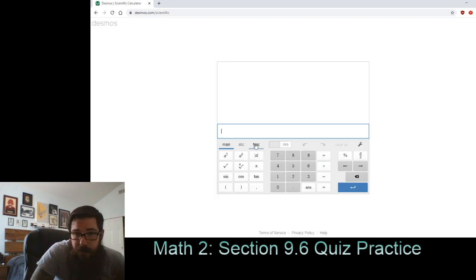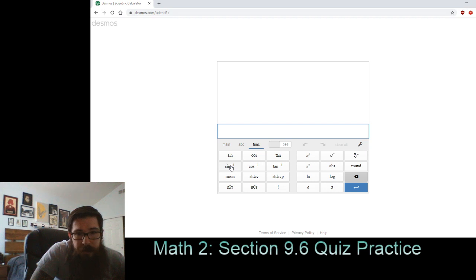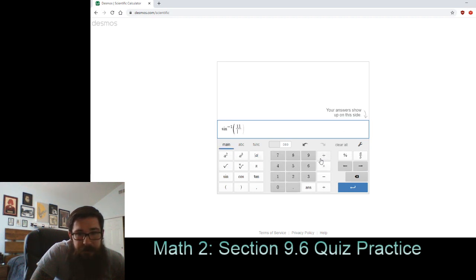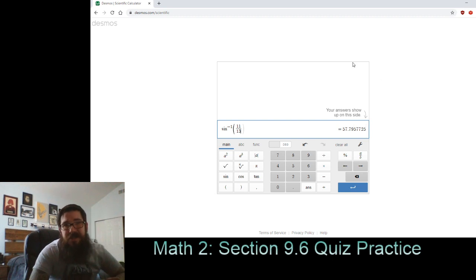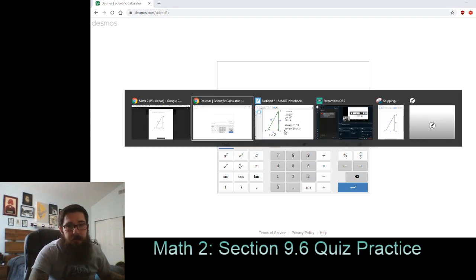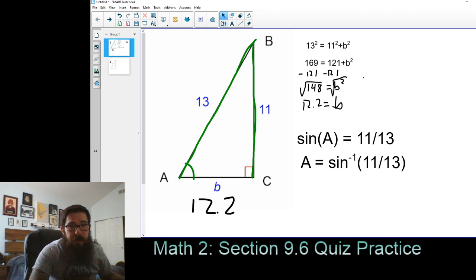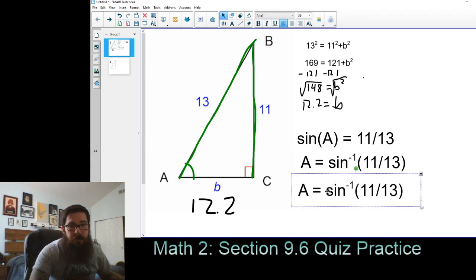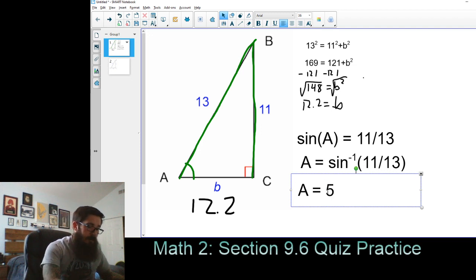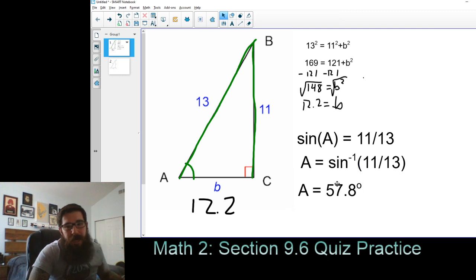Okay, we're in degrees. Make certain that's true. I'm going to do inverse sine, and we had 11 divided by 13. 57.79, so that's going to be 57.8 basically. Let's go back to this. What do we get for A? 57.8. Great. So now I know this amount. I'll even copy this over here.